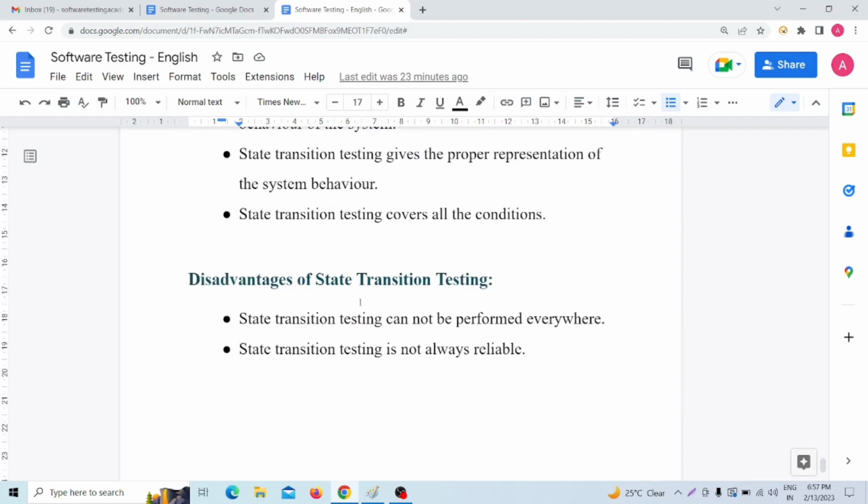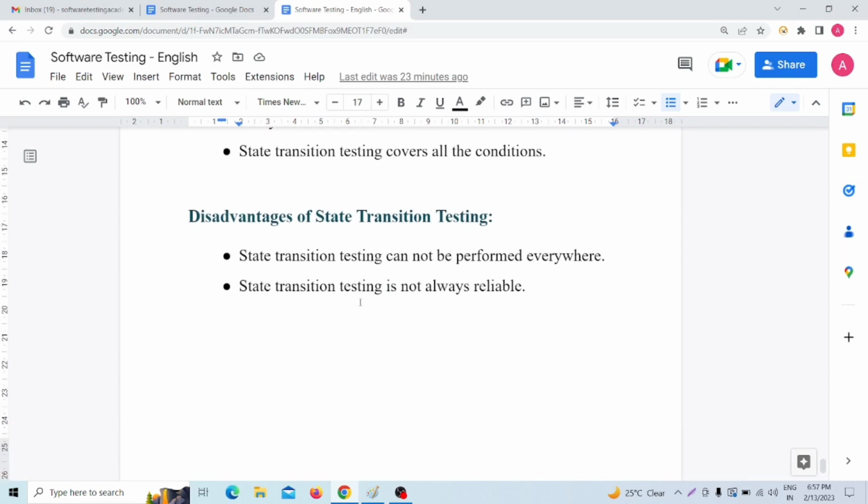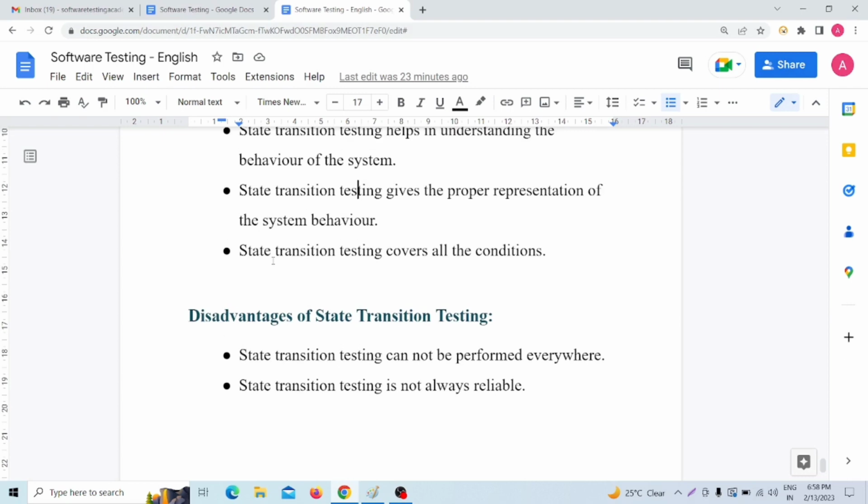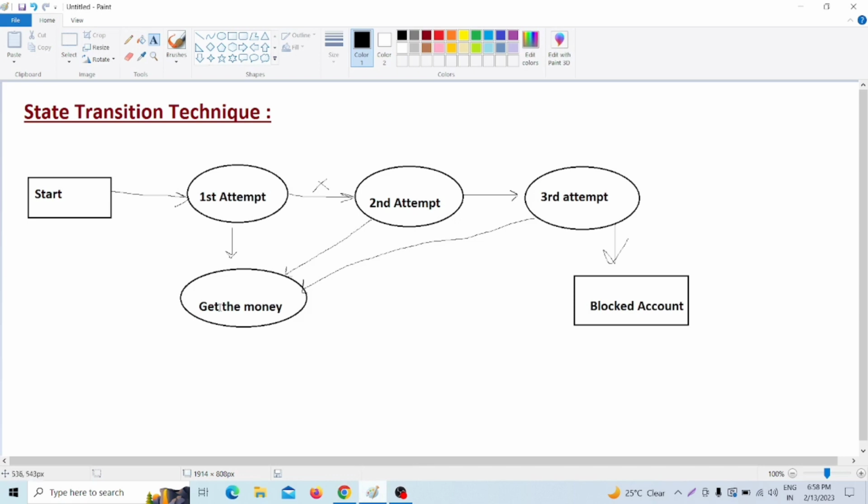Now what are the disadvantages? The main disadvantages are these. State transition testing cannot be performed anywhere. And second, state transition testing is not always reliable. We cannot rely on that technique at any time. Okay, so we can use this technique, suppose, if we check different attempts, different tries, then we can go for the state transition technique.